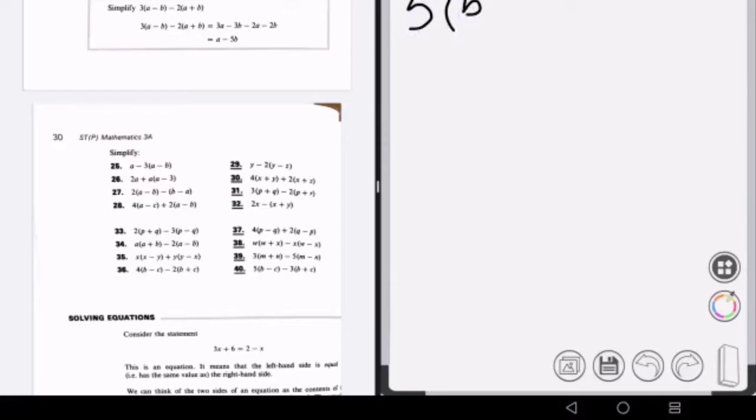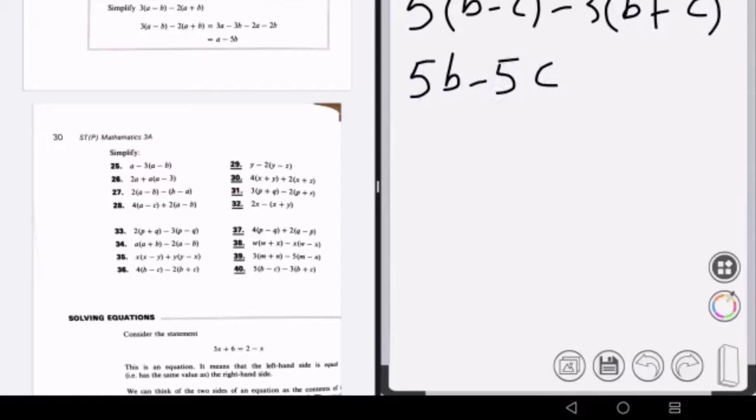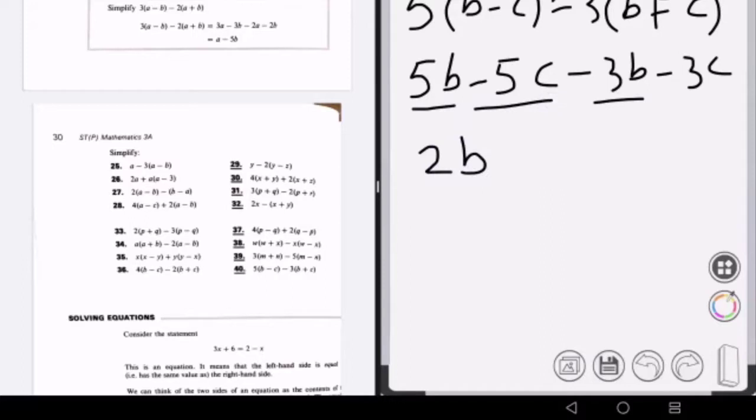5b minus c minus 3 into b plus c. 5 multiplied by b, 5b minus 5c. Same minus 3b minus 3c, because this minus multiply by minus, plus become minus. Okay, now 5b minus 3b equal 2b. Minus 5c minus 3c minus 8c. Minus 8c. So that is the answer.